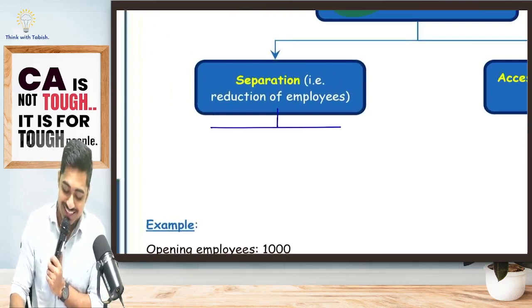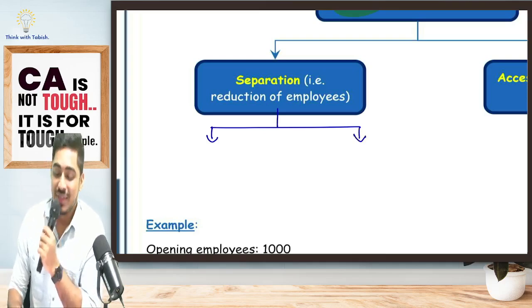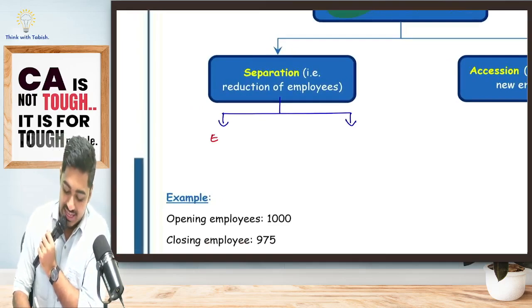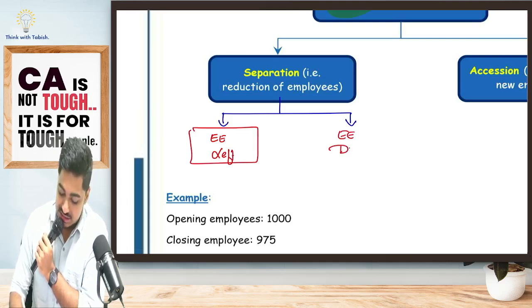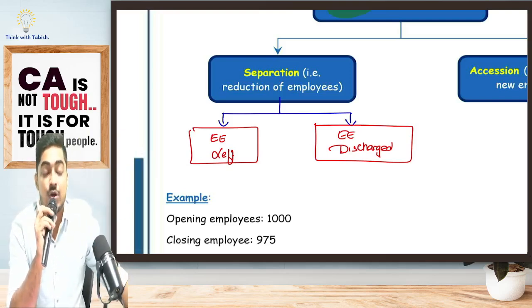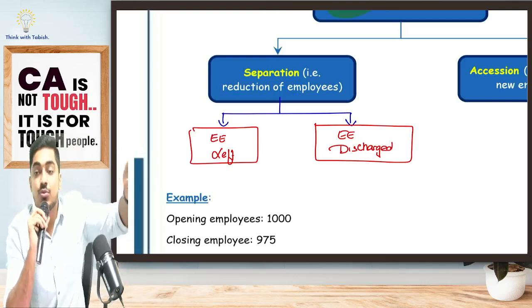Now what can be the reason for separation? One of two reasons can be there. Look at this, everyone. Either the employee left or the employee was discharged. Either the employee has left by himself, he himself says, I don't want this job, or the employee is discharged, that is, he has been removed by the organization.